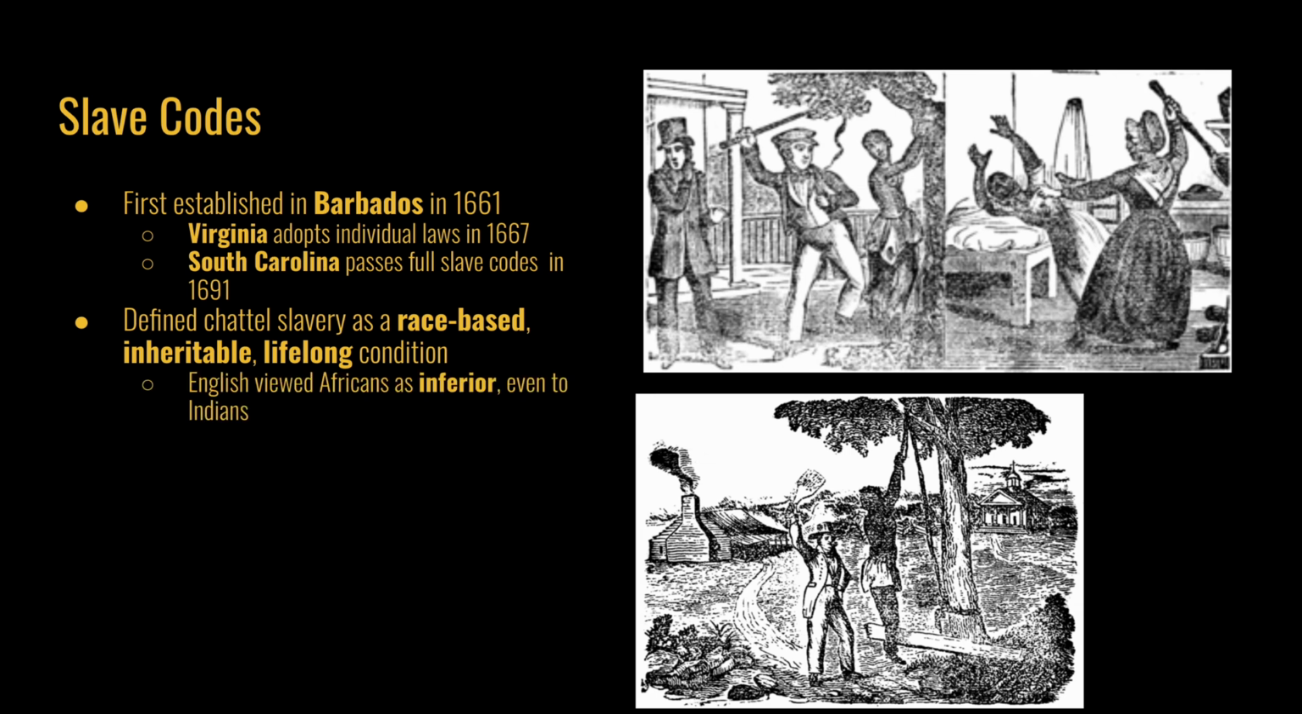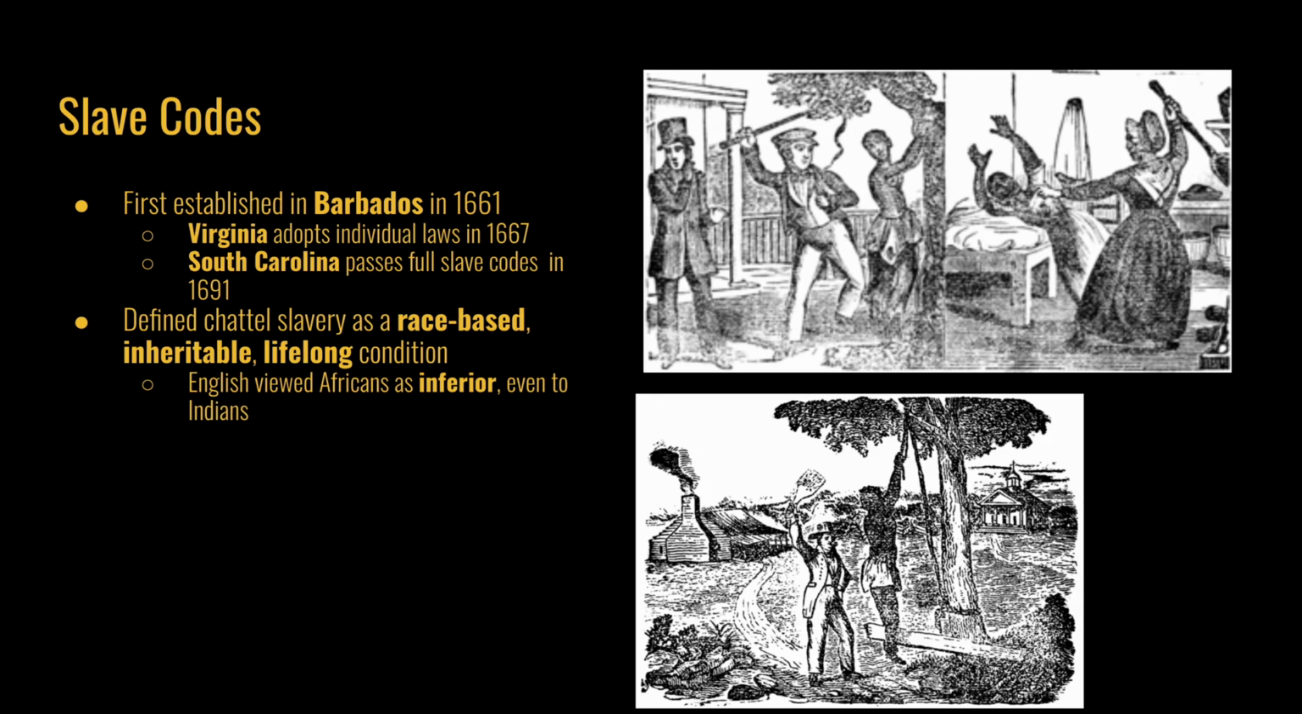Slave codes in the United States, as in the Caribbean, define chattel slavery as race-based, inheritable, and a lifelong condition. This differed from previous forms of slavery, which were not limited to a specific race, were not inheritable, and were not always lifelong. The English viewed Africans as inferior and believed their natural disposition was that of servitude to white Europeans. Thomas Jefferson's writings and notes on the state of Virginia reflect this belief in the inherent inferiority of Africans.